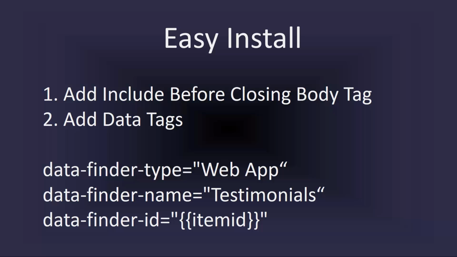So when you look at the install of the Visual Content Finder, it is broken down into two steps. One is add the include file before the closing body tag on your template. Very simple. The second is you're going to add data tags throughout your website wherever you'd like the edit buttons to show up. So in this example, we see this being outputted for a testimonials web app, and we're dynamically linking it to the correct place through the item ID.